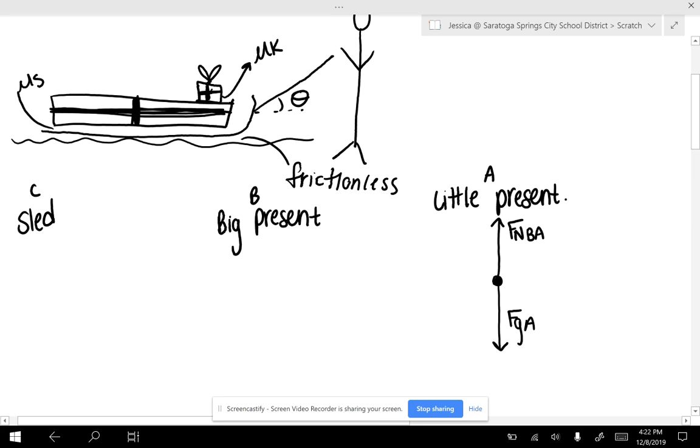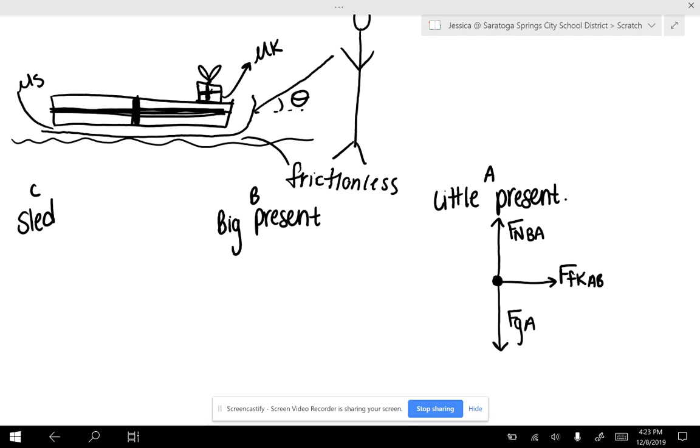Now, if this object is going to slide, it's going to appear to slide backwards. It's not really going to slide backwards, it's inertia wanting it to stay in place. So the sled and the big present will move under the small present, making the small present appear to slide to the left, which means our force of kinetic friction is going to point to the right. Remember, that's a force of kinetic friction between the surfaces of A and B, the little present and the big present.